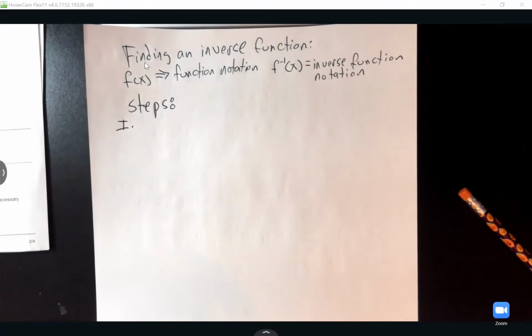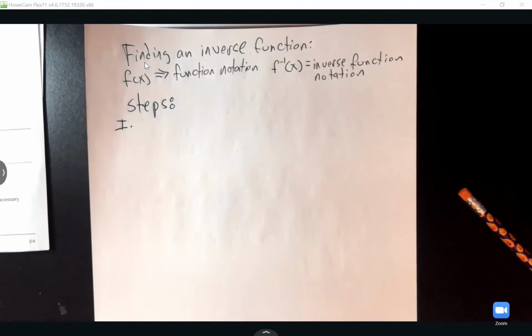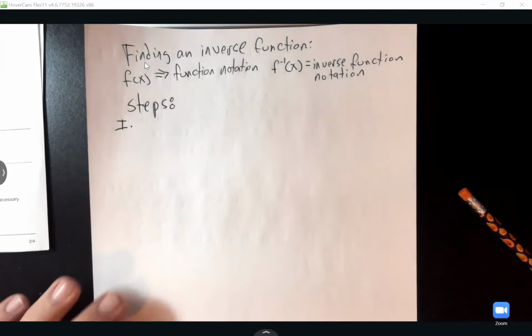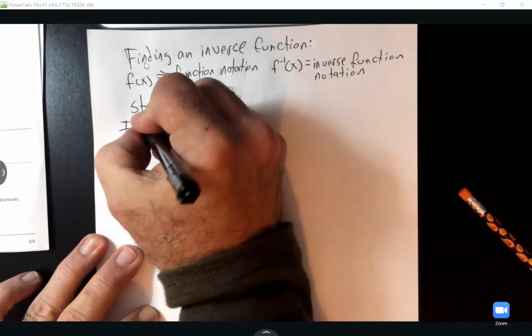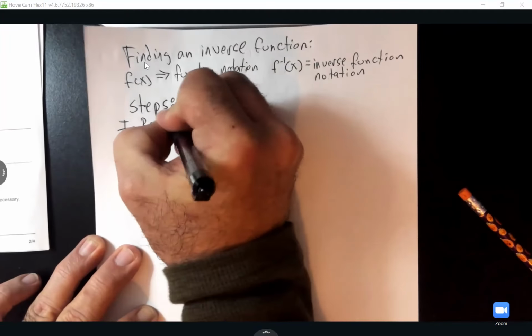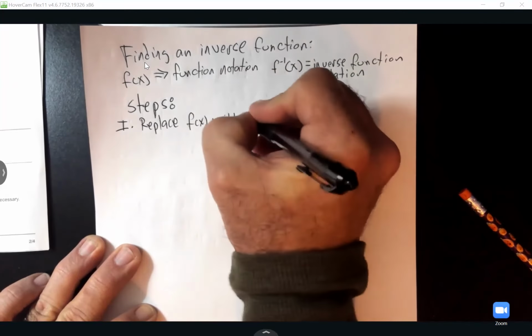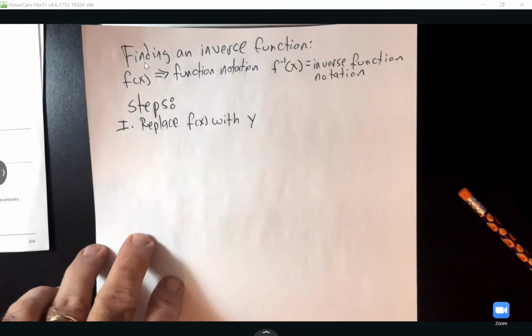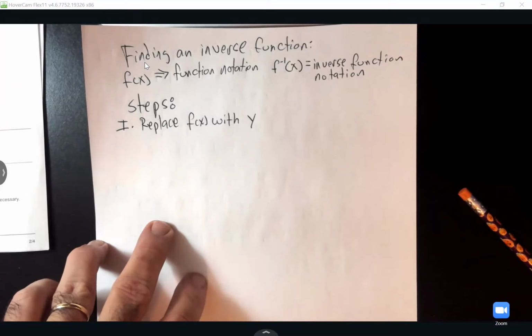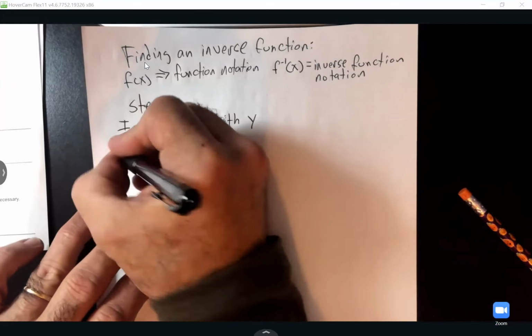So, a few steps when finding an inverse function. I'll give you a function like f of x equals something. Well, with that f of x there, we really can't solve it. So my first step is I'm going to replace the f of x with a y. So instead of f of x equaling something, it'll now be y equals something.